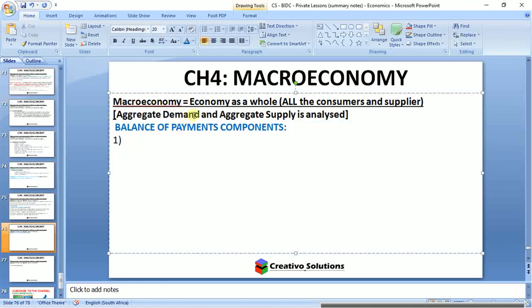Okay, so we're still looking at macroeconomy. We're looking at aggregate demand, aggregate supply, but here we're focusing on balance of payments. Components is fine, but I'm just going to put an asterisk here, or a bracket here. Specific accounts in asterisk measurements.